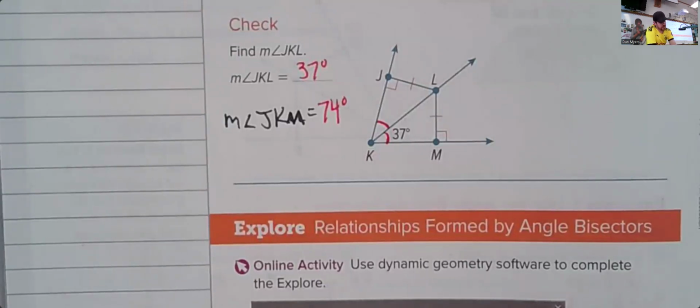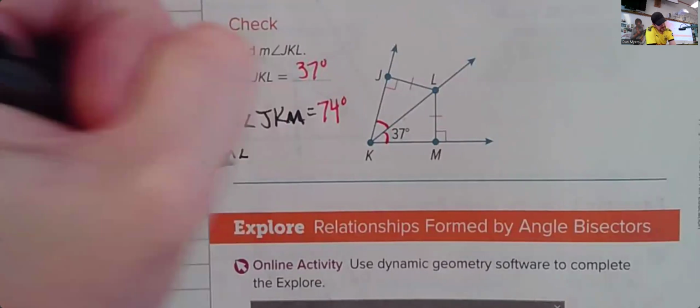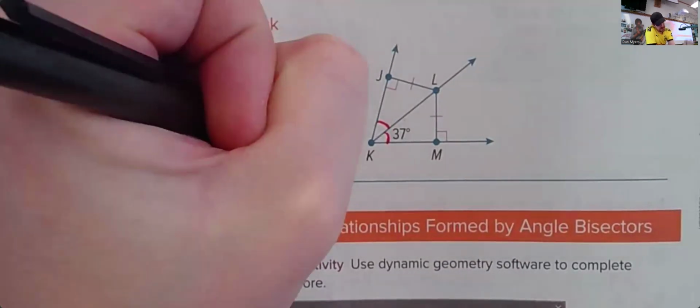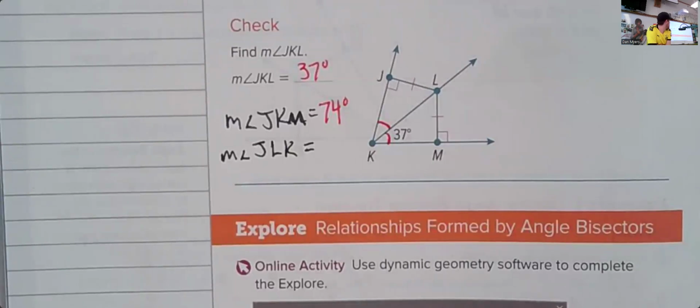Got another question for you. What is the measure of angle JLK? Not quite. It is 53. How come? Yeah. Why'd you do 90 minus 37?